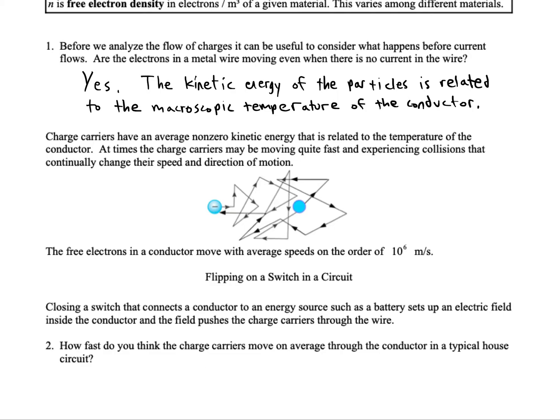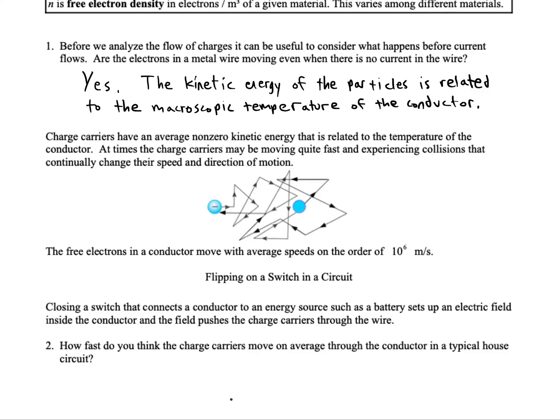Closing a switch that connects a conductor to an energy source, such as a battery, will actually set up an electric field inside the conductor, and that will push the charge carriers through the wire. It doesn't mean that every electron is going to move from negative terminal to positive terminal in the circuit. There will be a lot of random motion, but what we will see is, statistically, on average, the electrons will tend to drift opposite the electric field.